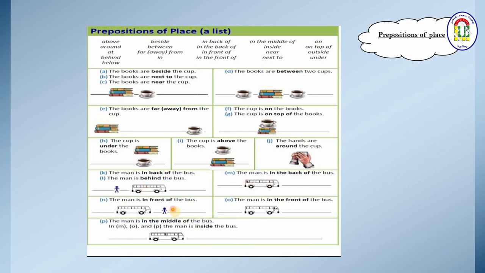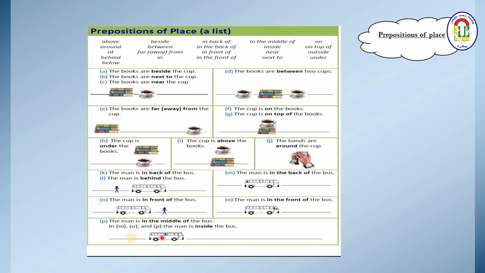Here, the man is in front of the bus. So the difference is only in the article the. So it is specified. The back of the bus, it is not back of the bus. The back of the bus is inside, is part of it, while in back of it is outside. In front of the bus. The man is in the front of the bus. Here, the front of the bus.